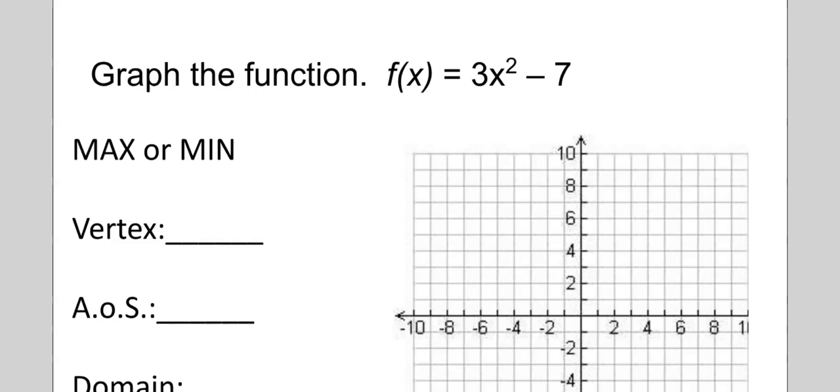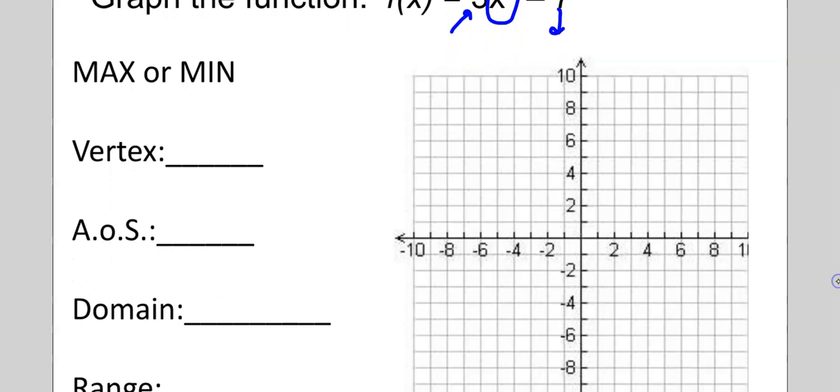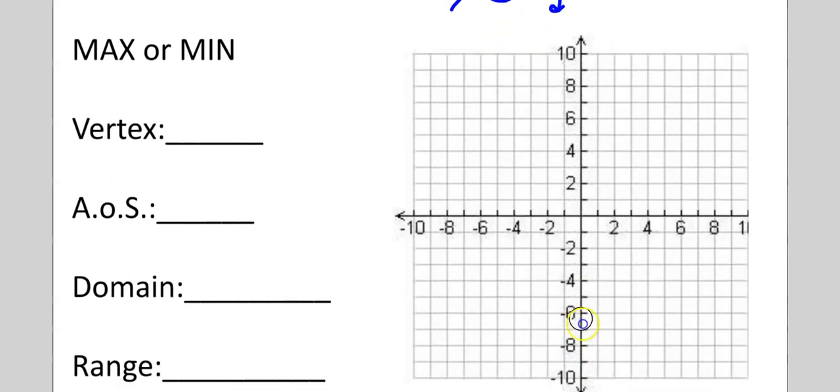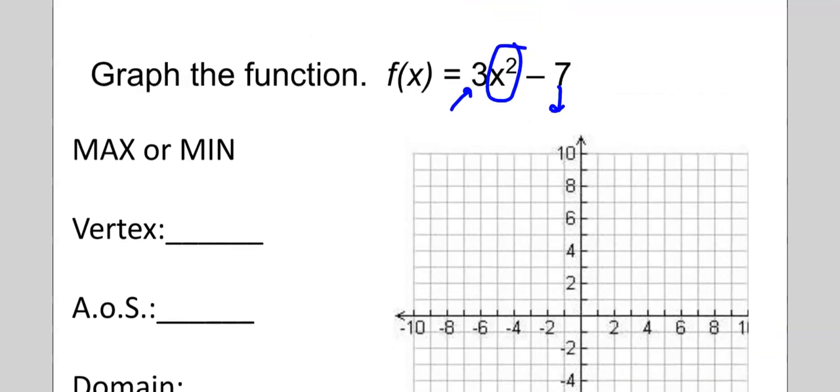Now this one is not technically in vertex form, but since we don't have a binomial, this one is just dropping down 7, and it's going to be a little thinner. Okay, so we know our vertex is going to be down here at -7. Not what I wanted again. But technically, we could rewrite this in vertex form because it's 3x minus 0 squared minus 7. So there's my vertex at 0, -7.